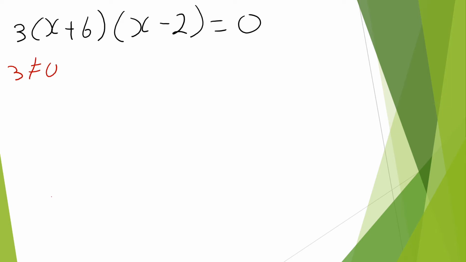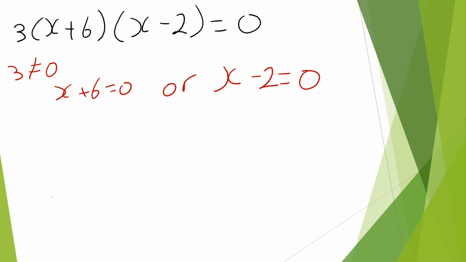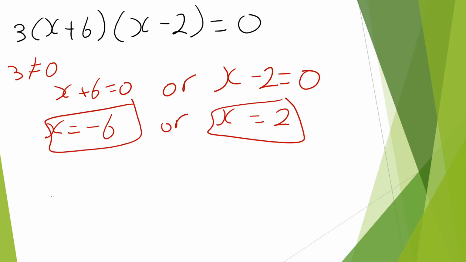Obviously 3 does not equal 0, so that's not a solution. Then you will end up with x plus 6 equals 0, or x minus 2 equals 0. And then from there you can see you've got a linear equation that you're going to solve. So just rearrange, so it will be x equals -6 or x equals 2. So those are the two solutions, or the two roots, for this equation. Okay, so this is one way of solving equations, by using factorization, or you can use the quadratic formula, and we're going to discuss the quadratic formula later in this video.